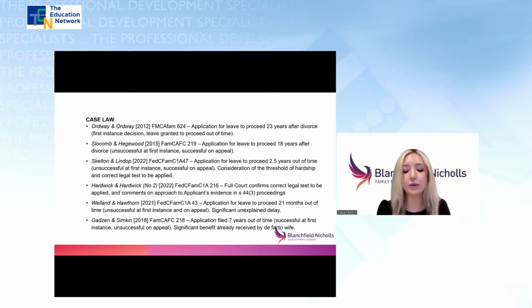Post-separation, the husband paid the wife's rent for a period of time, and thereafter he also paid a $100,000 deposit towards the purchase of a property in the de facto wife's sole name. And the husband also paid interest on the mortgage repayments for that property.